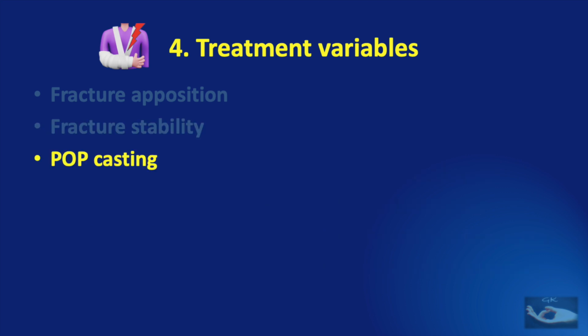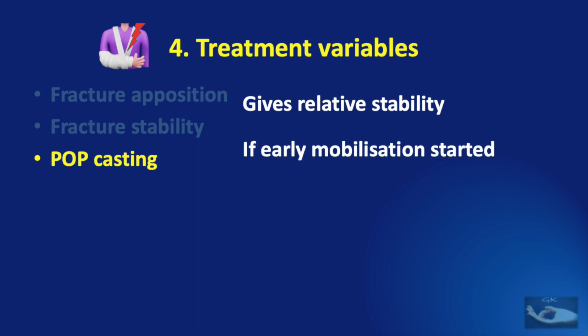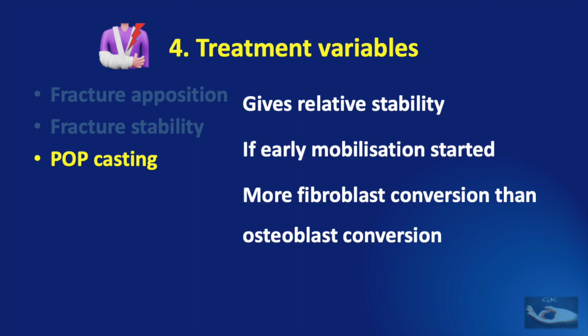The application of a plaster of Paris cast or slab is a standard treatment for some fractures. However, we need to remember that a POP can only give relative stability and the quality of healing may not be very good initially. If early mobilization is started, there would be more fibroblast conversion rather than osteoblast conversion, and this will result in a very weak healing.